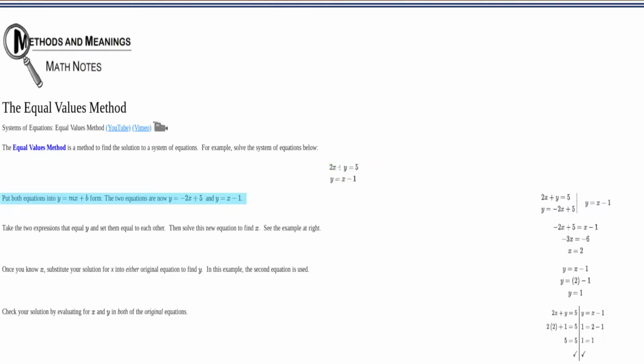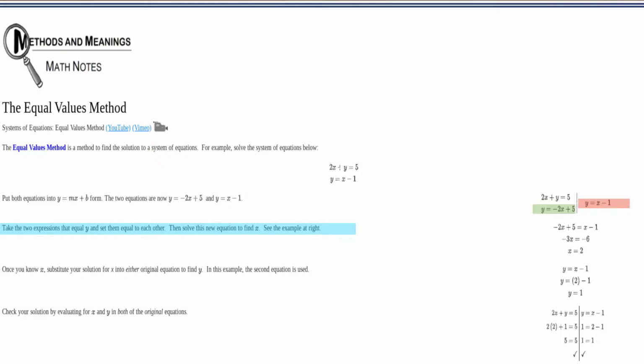First thing that we need to do is put both of the equations into y equals mx plus b form, or slope-intercept form. Specifically, we're solving to get them both set equal to y. Now, one of them could already stay the same, but the other equation needed to be changed. We have y equals negative 2x plus 5 and y equals x minus 1. Now that we have that set, we're going to take the two equations that equal y and set them equal to one another. Then we're going to solve the new equation to find x.